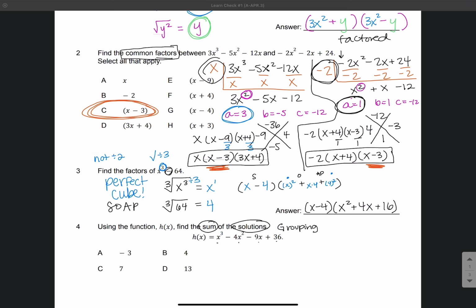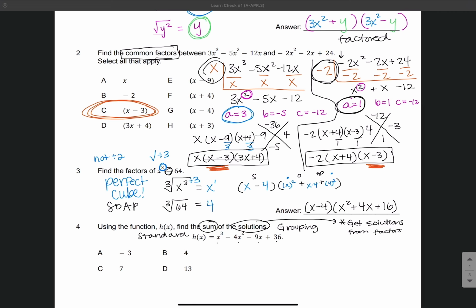And let me back it up too. This problem said nothing about factoring, but remember that we get solutions from factors. And right now we are in standard form. So I know that I need to switch this to factored form in order to even get my solutions.